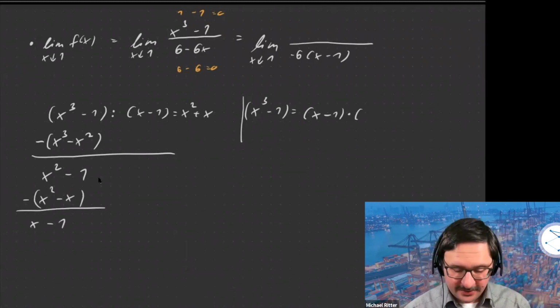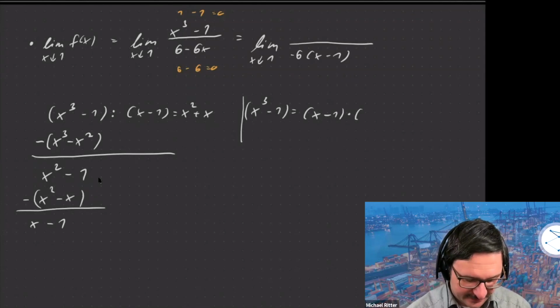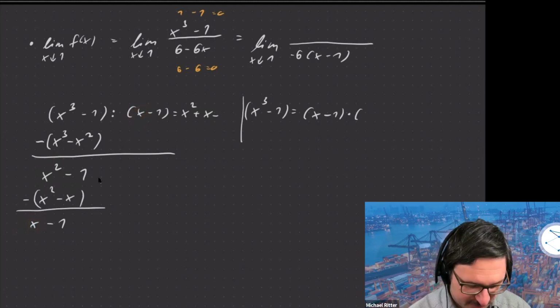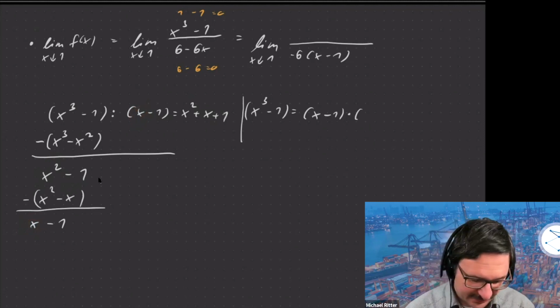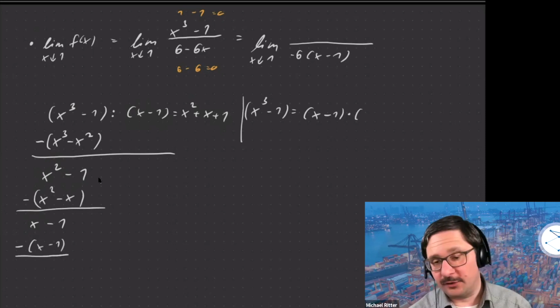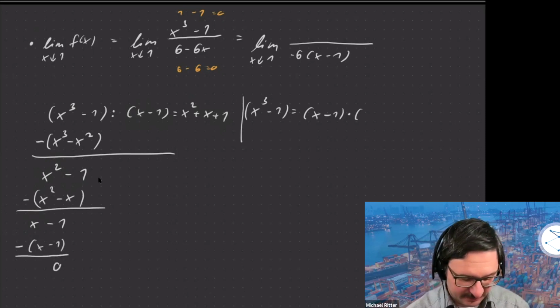And now finally, we need to find something that multiplied by x yields x. Well, that of course can only be 1. And then we subtract 1 times this factor from our remainder. So we subtract x minus 1. And of course, x minus 1 minus x minus 1 is 0. So we're done.